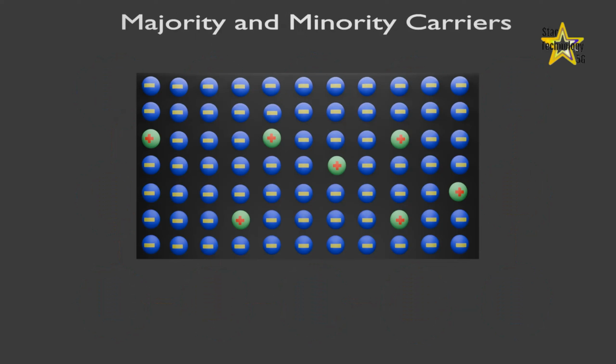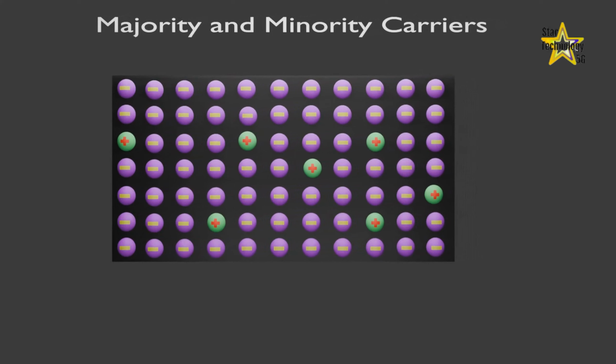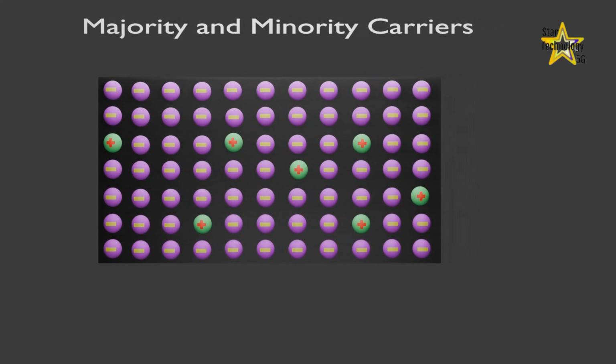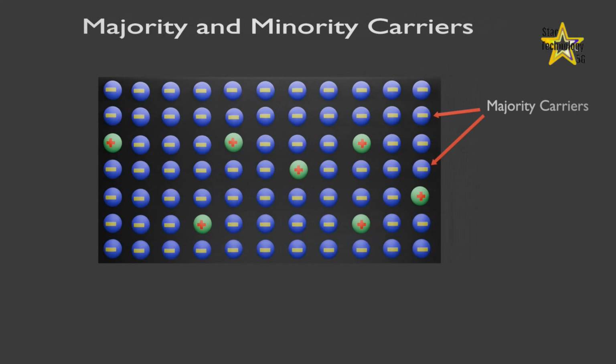Majority and minority carriers. In n-type material, most of the current carriers are electrons. Silicon doped with pentavalent atoms is an n-type semiconductor. The electrons are called the majority carriers in n-type material. Although the majority of current carriers in n-type material are electrons, there are also a few holes that are created when electron-hole pairs are thermally generated. These holes are not produced by the addition of the pentavalent impurity atoms. Holes in an n-type material are called minority carriers.